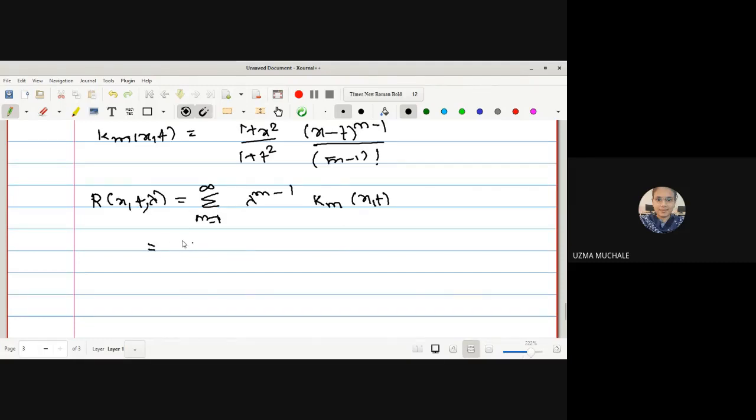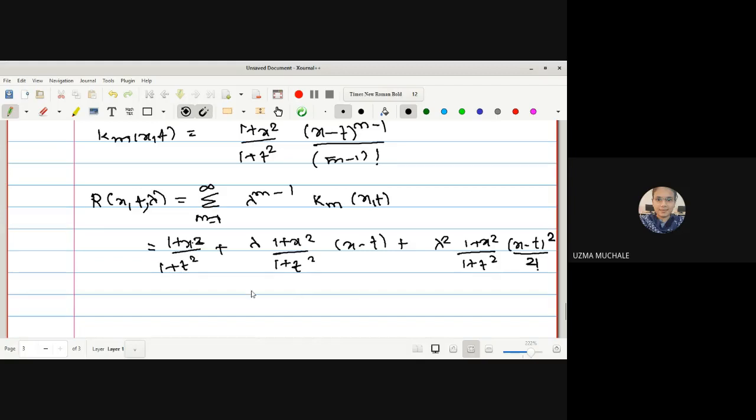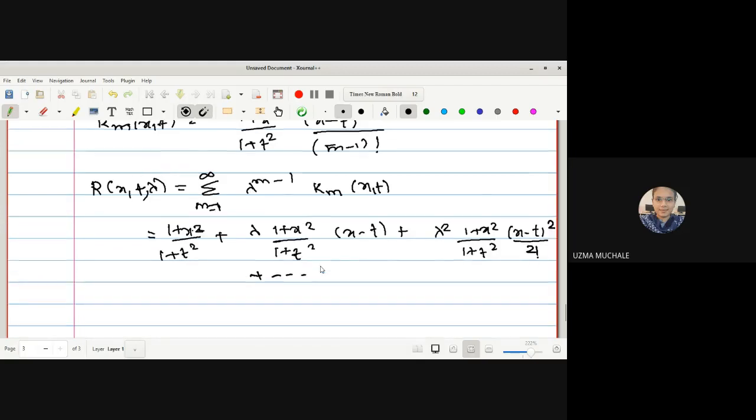It will be lambda raised to 0, 1. K1 we have to write here 1 plus x square by 1 plus t square, plus lambda into 1 plus x square by 1 plus t square into x minus t, plus lambda square 1 plus x square by 1 plus t square into x minus t square by 2 factorial, and so on.